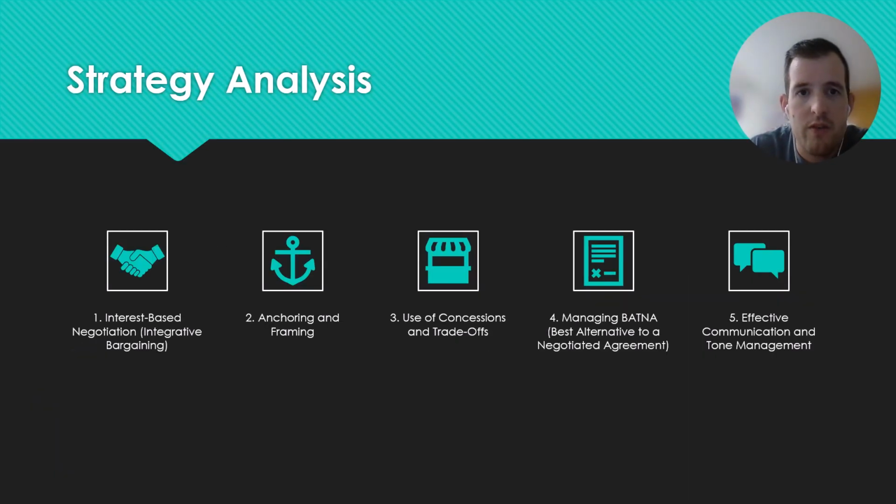Okay, strategy analysis. Let's move into it. I identified 5 strategies. They were interest-based negotiation, anchoring and framing, use of concessions and trade-offs, managing the BATNA, and effective communications and tone management. So both sides pursued a mutual gains approach. CCC again articulated their interests, and Elmwood maintained its commitment to the research facility while opening space for partnership and expanding outpatient services.